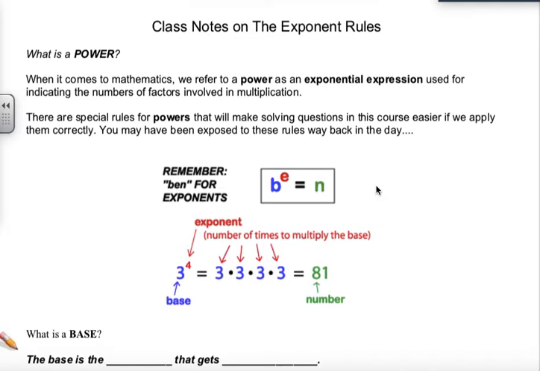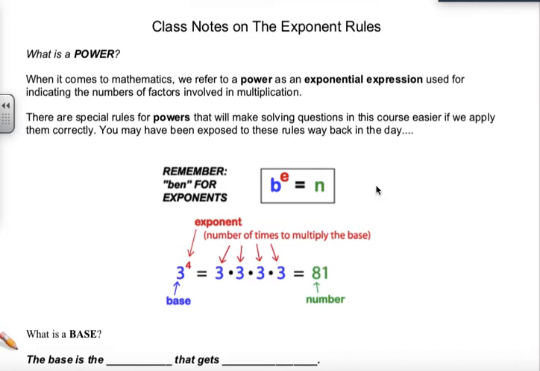So a power is referring to an exponential expression that's used whenever you have a big number at the bottom that we call a base and a small number at the top that we call an exponent. We would call this a power. So I know that you have probably seen exponents in the past, but here's a little refresher. 3 to the 4th power is how I would say that. If it was squared, you might hear me say 3 squared. That would mean 3 to the 2nd power. If I said cubed, maybe that was like 4 to the 3rd power.